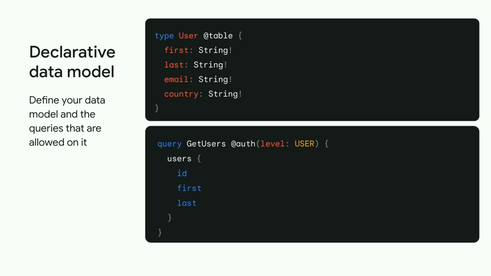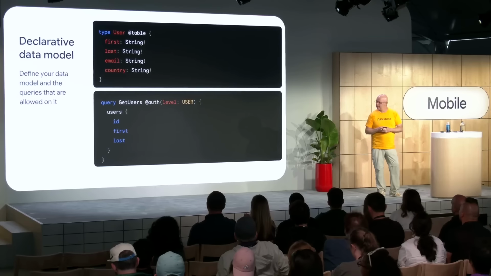So you can see that we have a get users query that queries the users table, and then it returns the ID, the first name, and the last name for every user. Now, that ID property that I'm returning there, I didn't define it in my data model. So when you don't define your own primary key, Data Connect will define one for you. And it's one of those many things that speeds up app development.